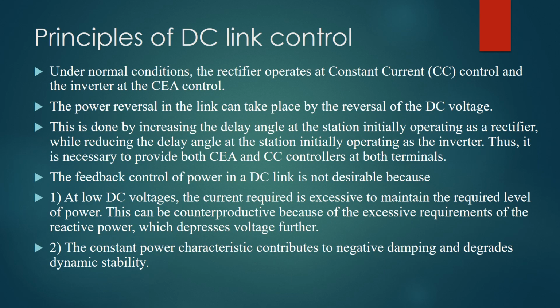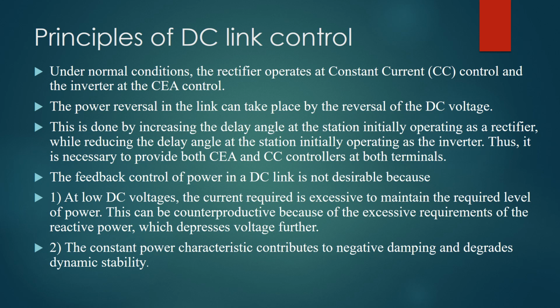Under normal condition, the rectifier operates at constant current control and inverter operates at constant extinction angle control. The power reversal in link can take place by a reversal of DC voltage. This is done by increasing the delay angle of station initially operating as rectifier while reducing the delay angle of station initially operating as inverter. Thus, it is necessary to provide both extinction angle control and the constant current control at both the terminals.